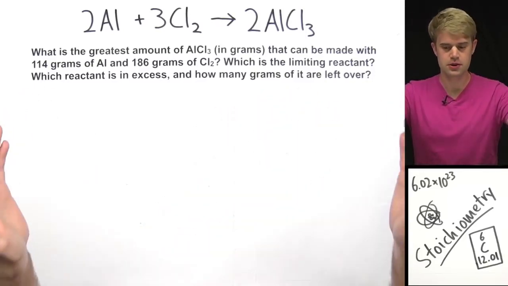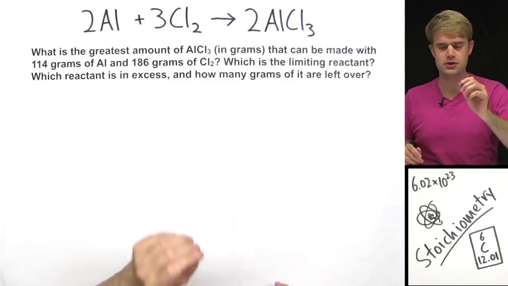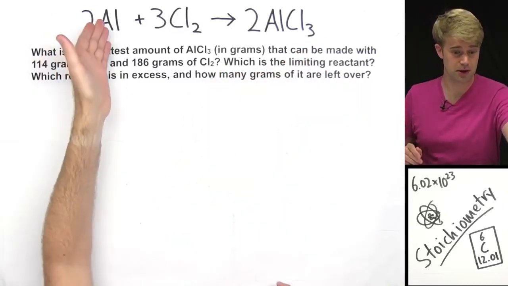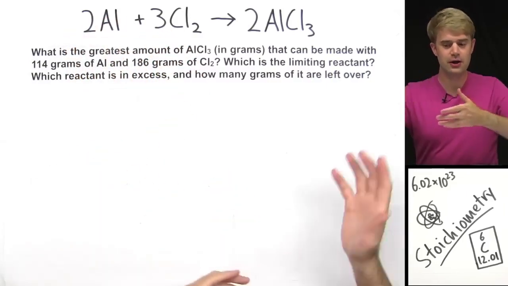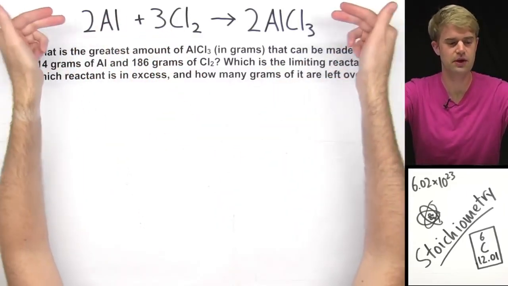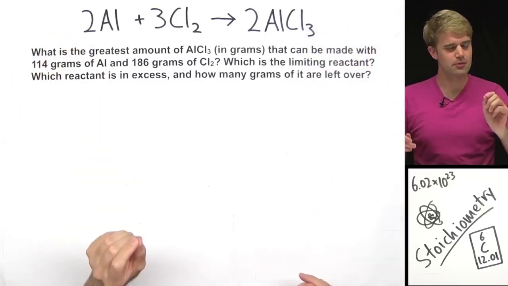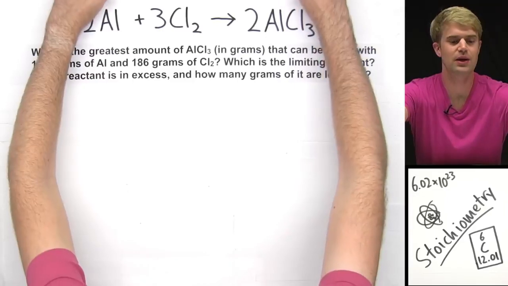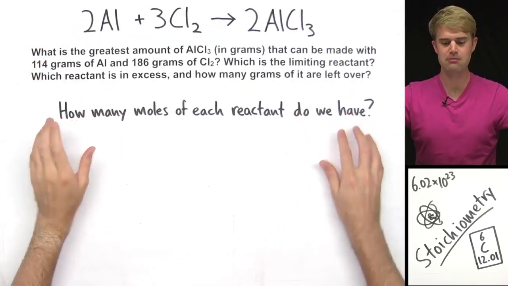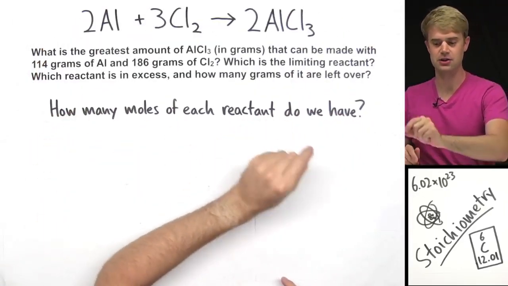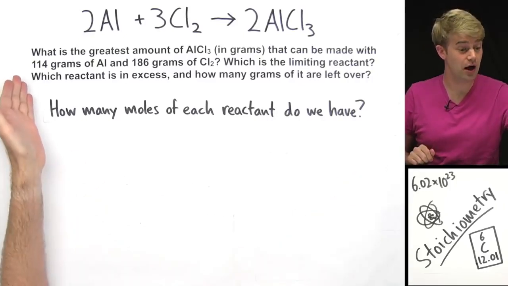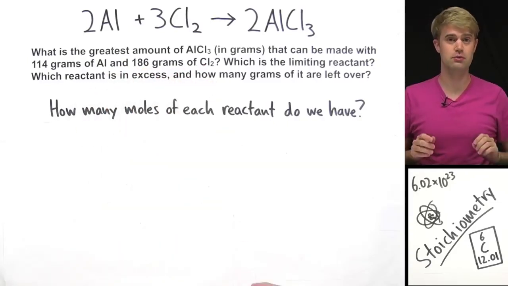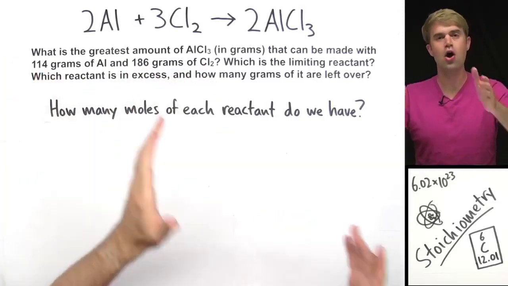Okay, so to start out this kind of problem, the first thing we got to do is figure out what the limiting reactant is. Is it aluminum or is it chlorine? To figure out the limiting reactant, we got to plug some stuff into this equation. And in order to plug things into the equation, we got to have them in moles. So we need to ask the question, how many moles of each reactant do we have? Right now, the problem is giving us the information in grams. Grams of Al, grams of Cl2. So we got to convert from grams to moles.